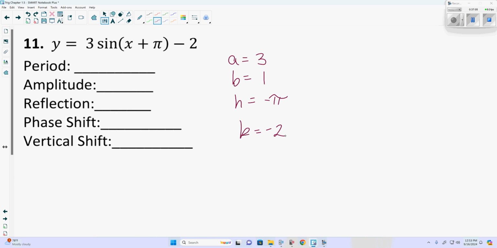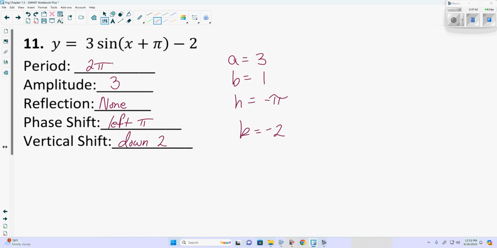K is negative 2. So since we do have a K value, we do have a vertical shift of down 2. Now this time, since H is negative, we're going left pi. Reflection, none. Amplitude, absolute value of A is 3. In periods, 2 pi over B is just 2 pi.